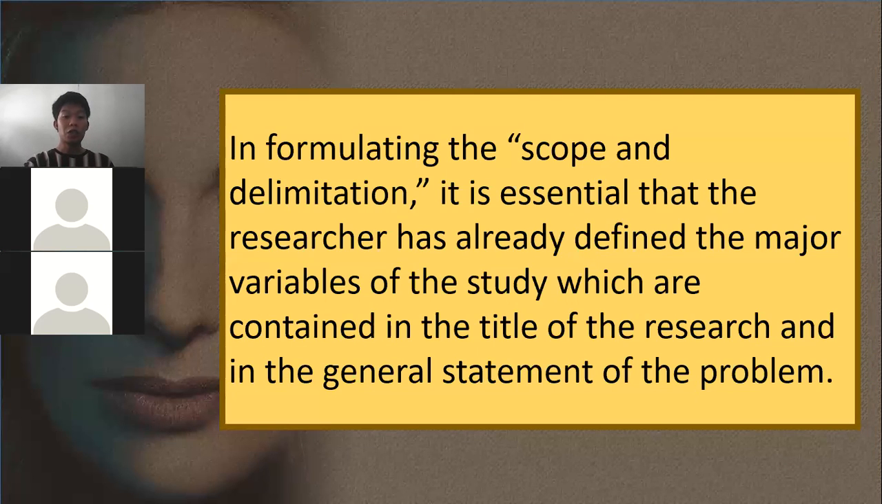In formulating the scope and delimitation, it is essential that the researcher has already defined the major variables of the study, which are contained in the title of the research and general statement of the problem. So, which means that the title, SOP, scope, and delimitation are all connected. That your title should be reflected in your SOP and in your scope and delimitation.